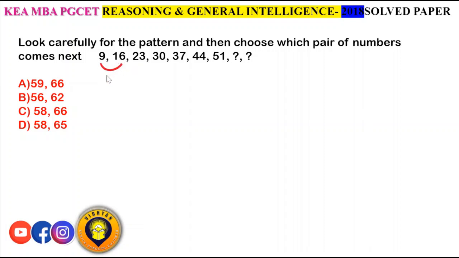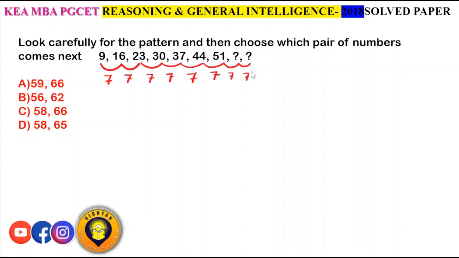The difference between 9 and 16 is 7. The difference between 16 and 23 is also 7. 23 and 30, the difference is 7. 30 to 37, the difference is 7. 37 to 44, it is again 7. 44 to 51, it is again 7. That means the difference here is constant. Therefore, the next two differences will also be 7.